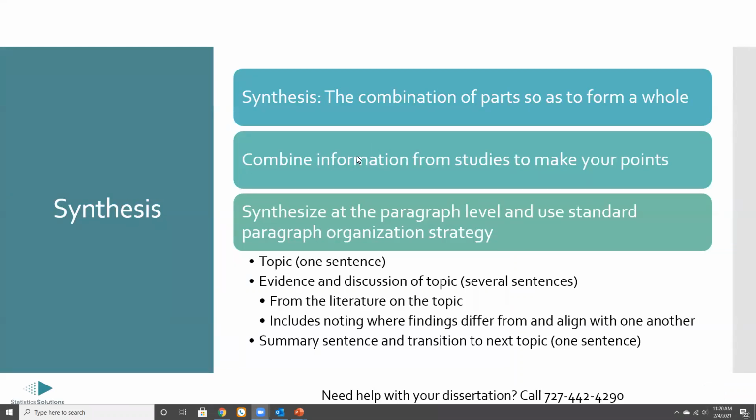Okay, here we go, synthesis. The general definition of synthesis is the combination of parts to form a whole. Combine information from studies to make your points. Synthesize at the paragraph level and use standard paragraph organization strategy.